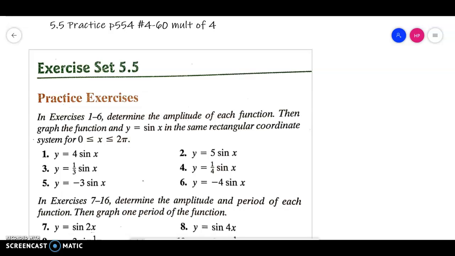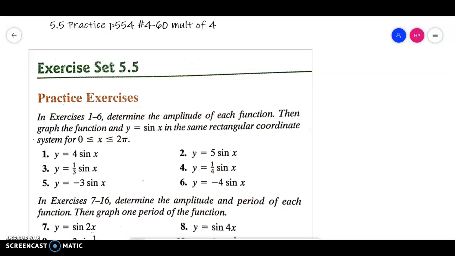Complete 5-5, we're going to do just a little bit of practice. So our normal homework assignment would have been page 554, 4 through 60, multiples of 4. I'll do every other one of those and then have the answers posted for you to take a look.